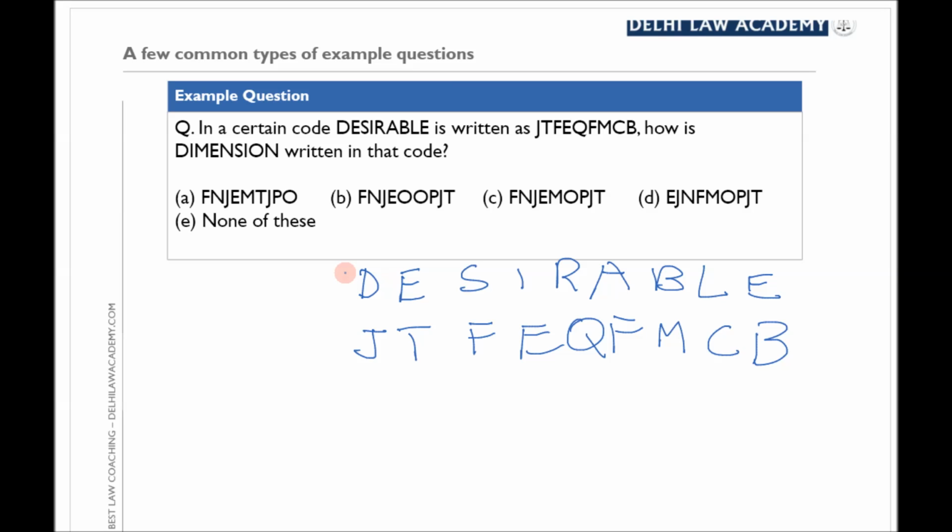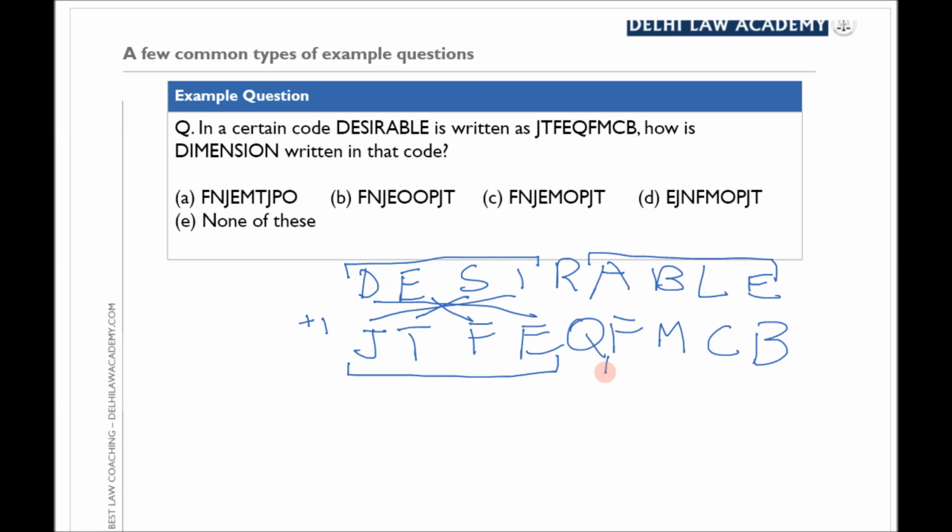This is a common trick that I'm about to tell you. What you do is you break it into two halves, leaving the middle character out. So we broke it into the first 4 characters, the last 4 characters, and we left the middle character out. Now look at the corresponding characters below: D, J, E, T, S, F, no particular pattern that I'm able to derive. But if I look across, then I see a pattern. I see D to E, E to F, S to T, and I to J. So there's a +1 going on here.